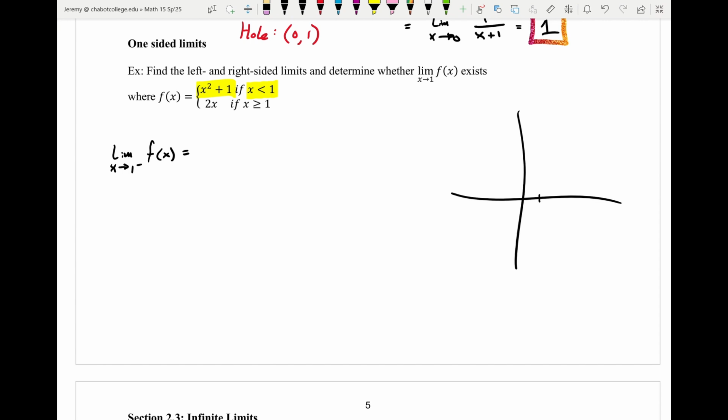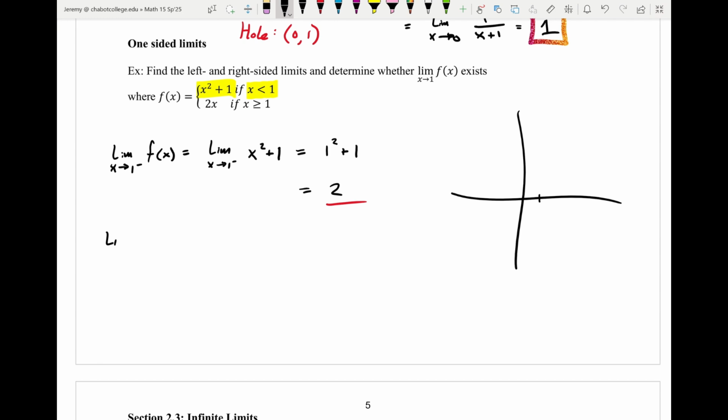So, sorry, let me get this out of the way. Really, I can look at this as the limit as x approaches 1 from the left of specifically x squared plus 1. All right, and it turns out if we're looking at this function, 1 is in the domain of this quadratic function. I can just direct substitute. So this is just going to be equal to 1 squared plus 1, which equals 2. Great. There's our left limit.